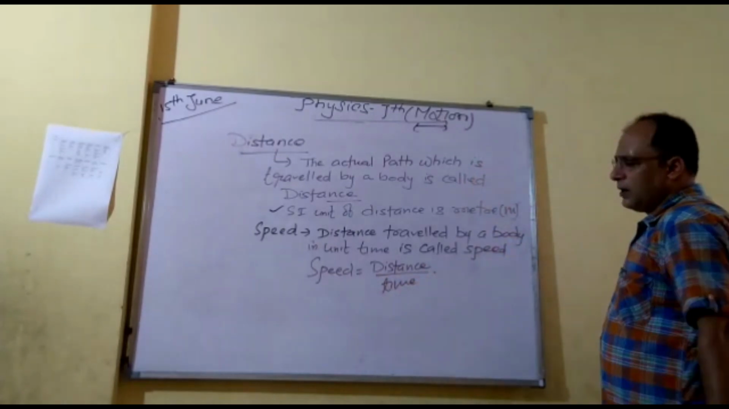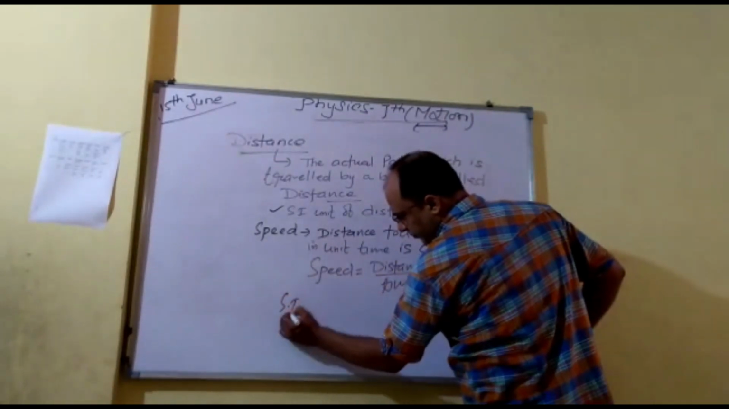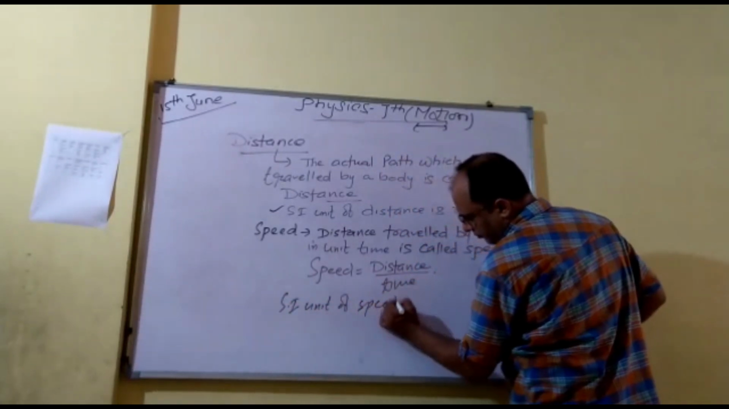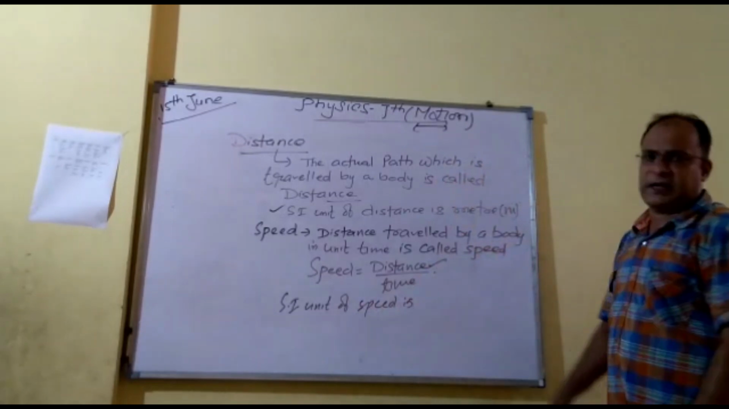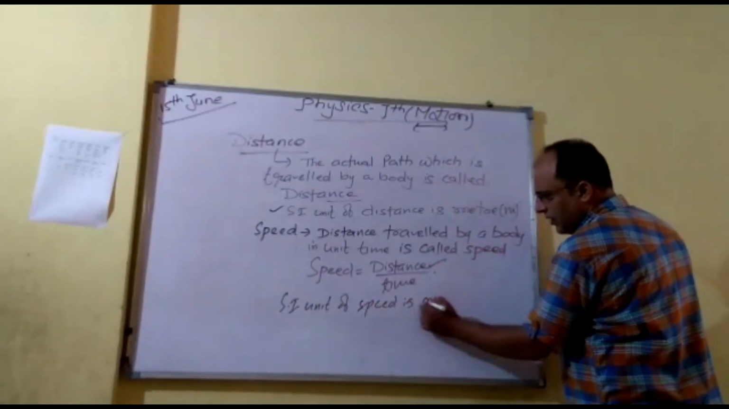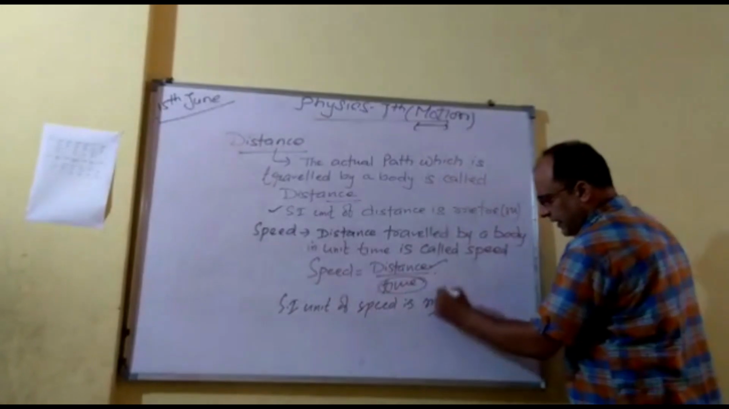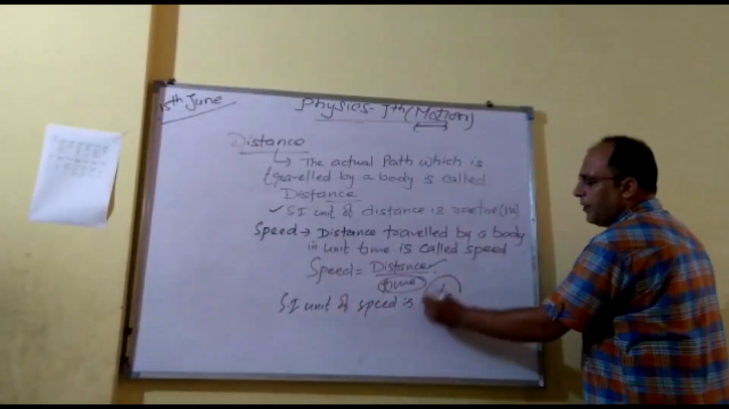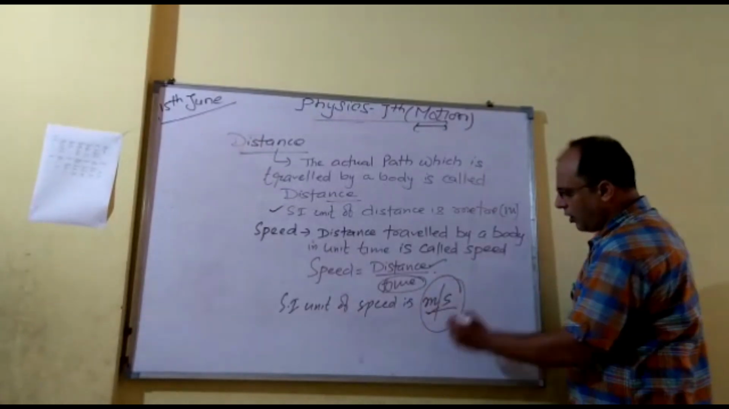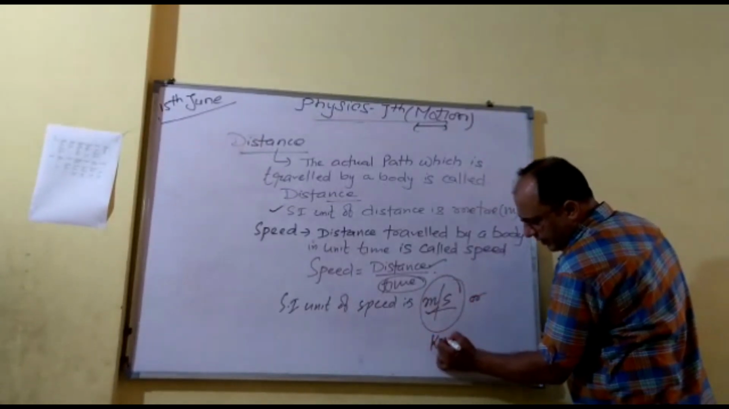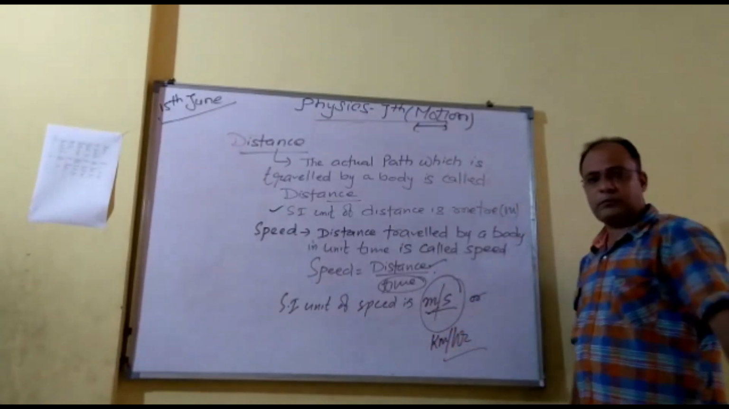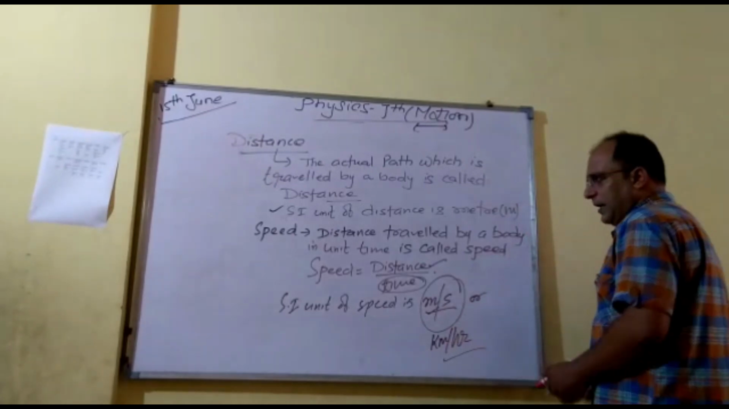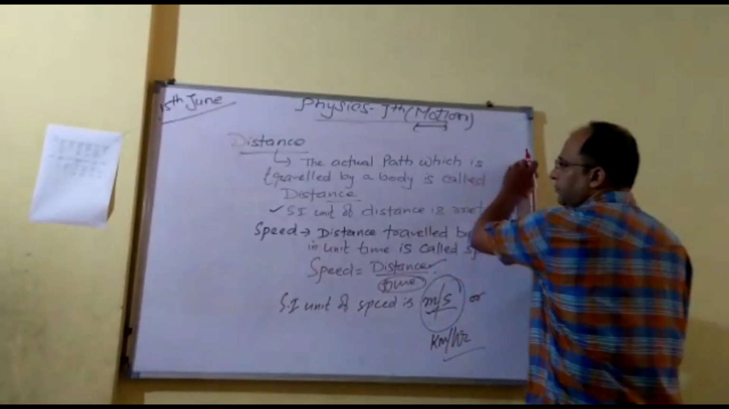Okay, now the SI unit of speed. What is the SI unit of distance? That is meter. And what is the SI unit of time? Second. So meter per second. The SI unit of speed is meter per second, or a higher unit is kilometer per hour. Right? So now you have to convert.